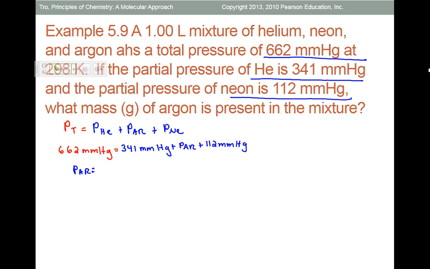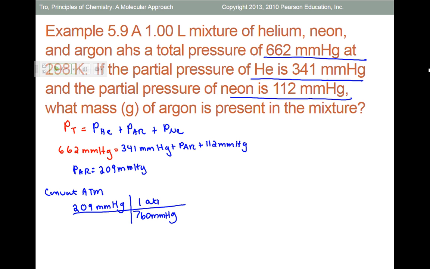So when I calculate that, I find my partial pressure of argon to be 209 millimeters mercury. But we must convert that to ATM, otherwise we cannot use our gas equation because of R. So we want to convert to ATM. And again, these conversions will be provided to you, but the more you practice, the more you'll remember that 760 is your conversion for millimeters mercury.